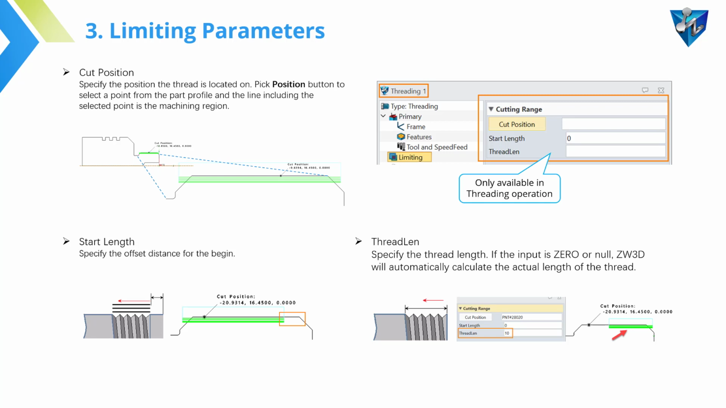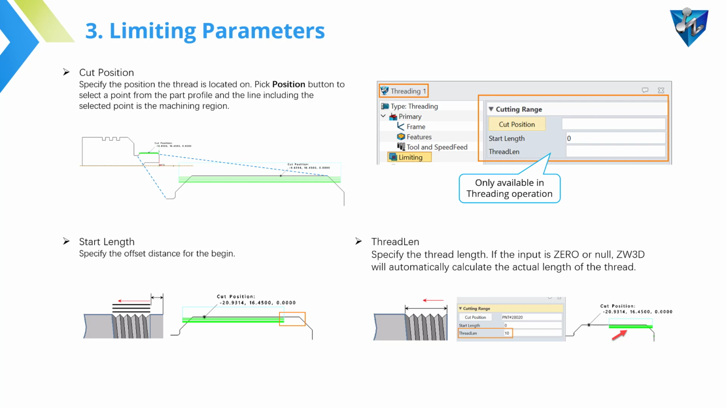In this slide, the cutting range parameters apply exclusively to threading operations. The cut position is used to pinpoint the exact location of the thread. To do this, click the Cut Position button to select a point from the part profile, and the line that includes the selected point becomes the machining area.